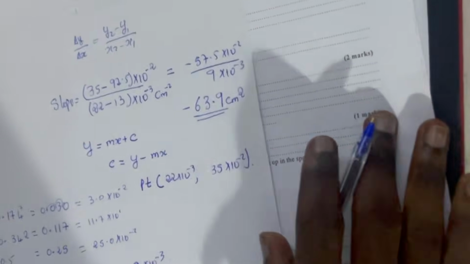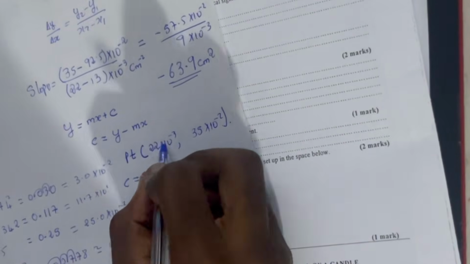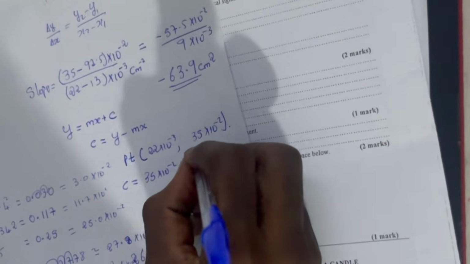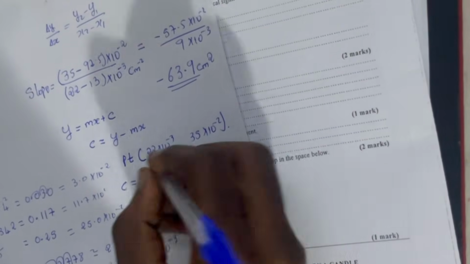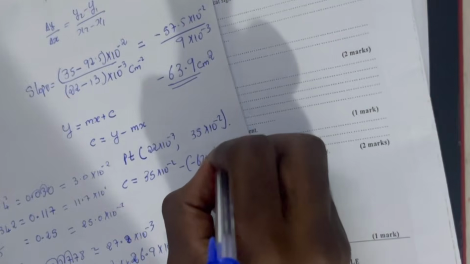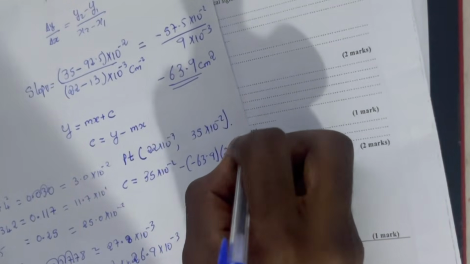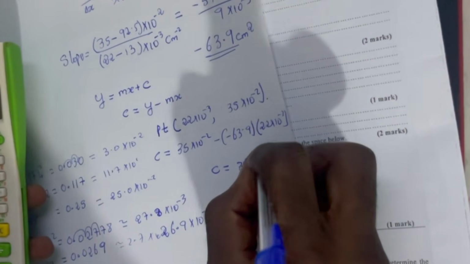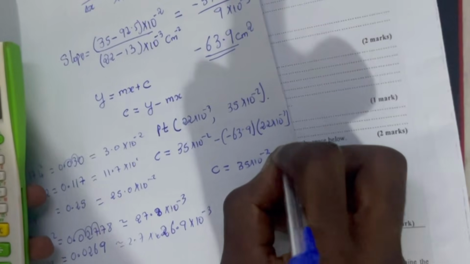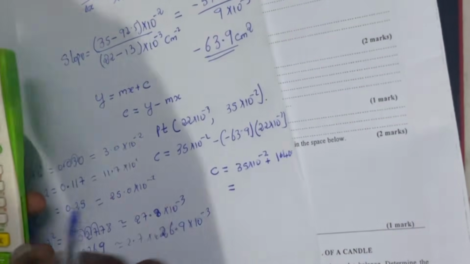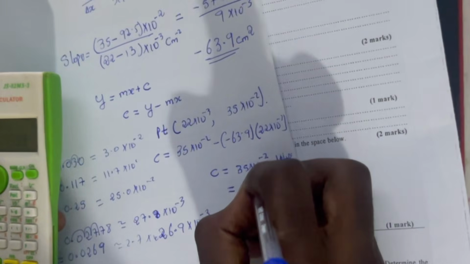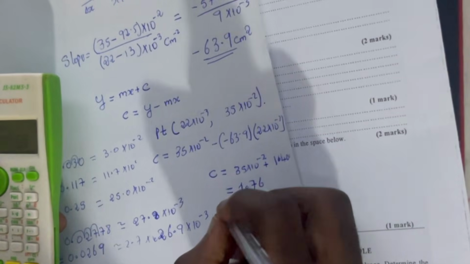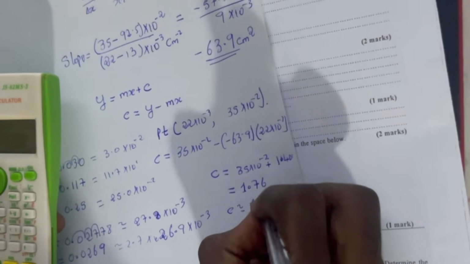I will come and replace here. So my c is simply equal to what? 35 times 10 to the negative 2 minus, in bracket, negative 63.9, x equals to what? x equals to 22 times 10 to the negative 3, making c equal to 35 times 10 to the negative 2 plus 1.4048. So c will be simply equal to 1.76. So we can say that c is slightly equal to 1.8.